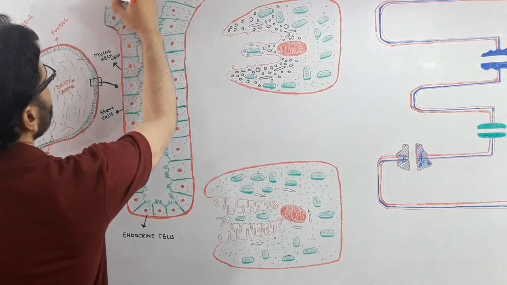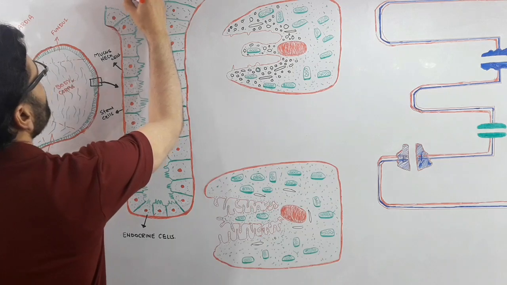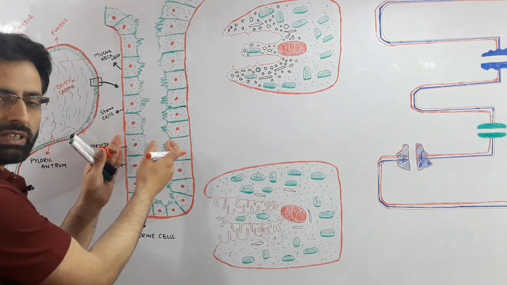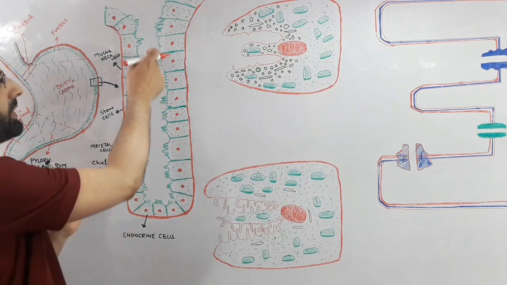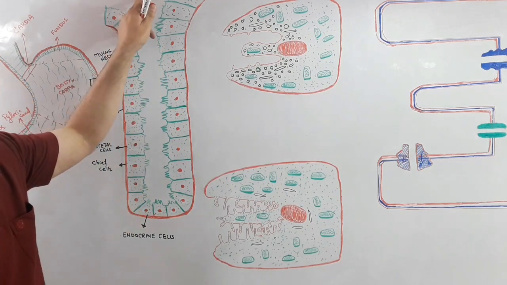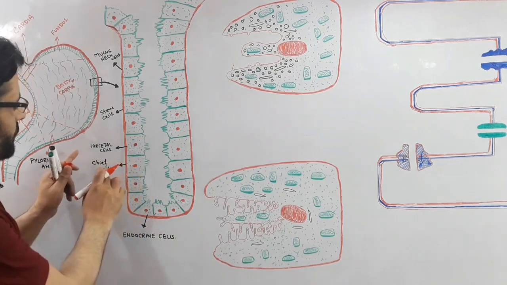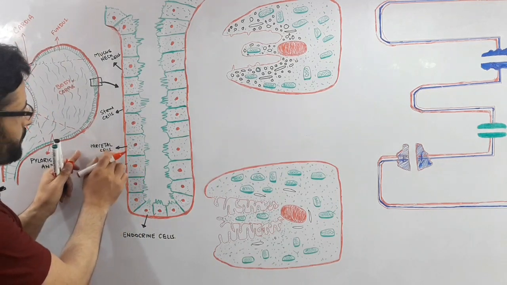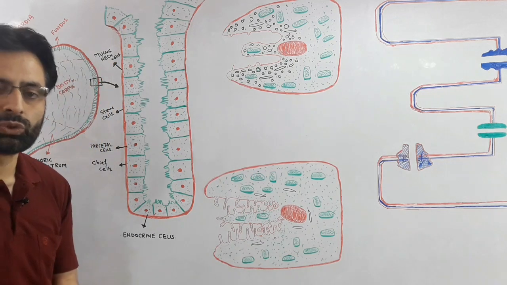And this gastric pit is present at the surface of the stomach. These gastric glands will release their secretion in this channel, and this will finally enter into this gastric pit and then will enter into the lumen. And the secretion from these chief cells, parietal cells and mucus cells is called the gastric juice.